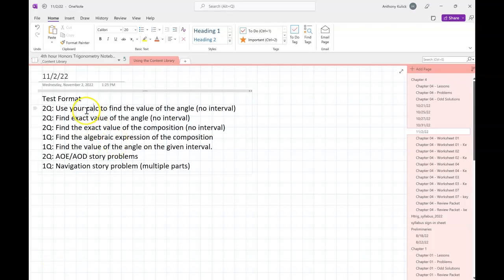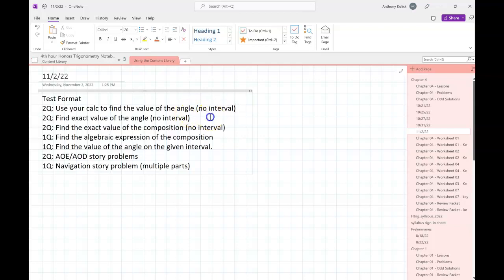So the test format, you have two questions where I ask you to use your calculator to find the value of the angle. No interval is given on which your answer has to be found. What does that mean you have to use for your interval? The standard range for the inverse function, right? Sine is negative pi over 2 to positive pi over 2. Cosine is 0 to pi. Tangent is negative pi over 2 to positive pi over 2. Is your calculator going to do that for you automatically? Yeah, that's how the calculator is built.